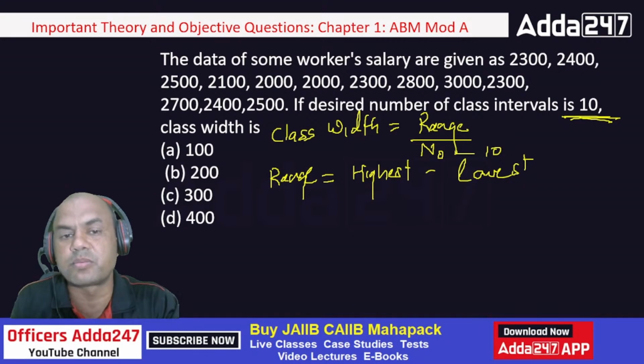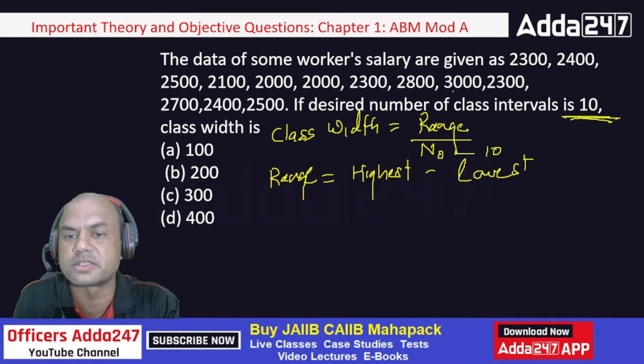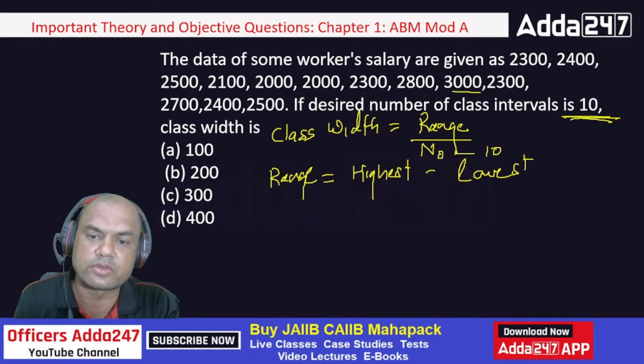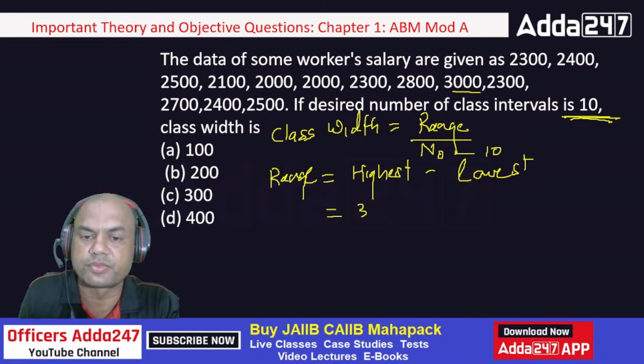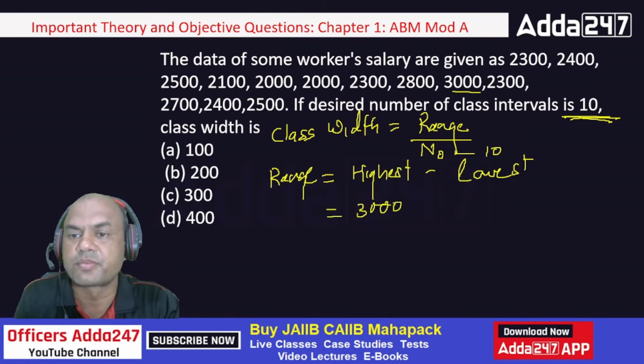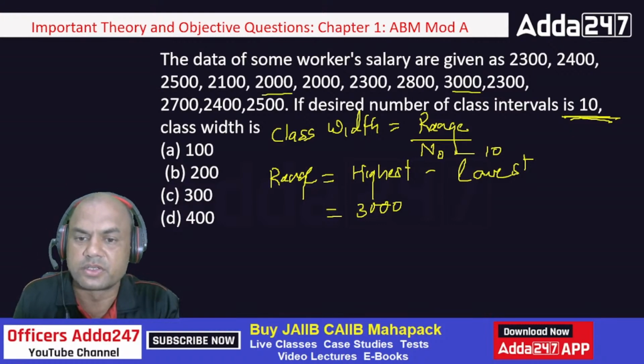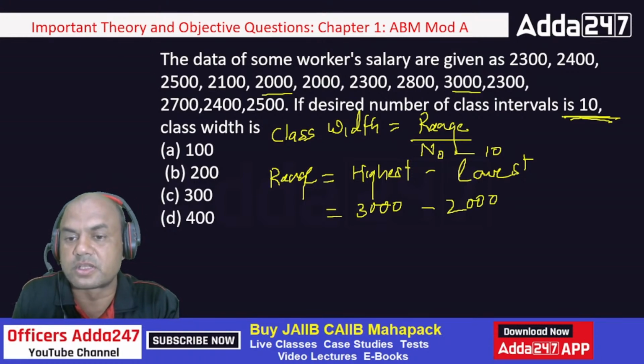Which is the highest over here? 2300, 2400, and so on. This is 3000, so I'll write 3000 over here. Which is the lowest? 23, 24, this is 2000. So I'll write 2000 over here. So what is the range now? 3000 minus 2000, that is 1000. So that is my range.